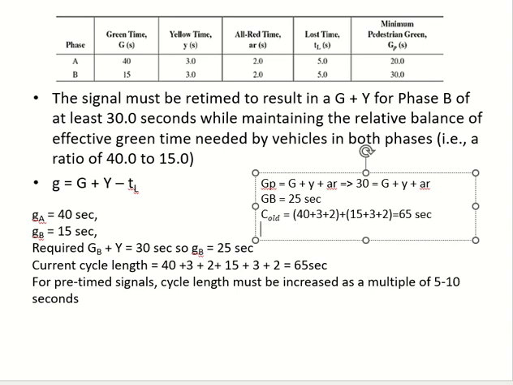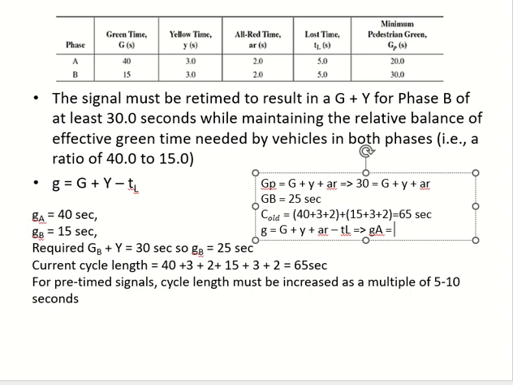For calculating the new cycle length, I need the effective green time of each phase. These values, 40 and 15, green values, these are the actual green times when the light will be green. Effective green time is green plus yellow plus all red minus lost time. So give me the effective green for A and B. Again, we are still talking about the old values, the values which you already see in the table.